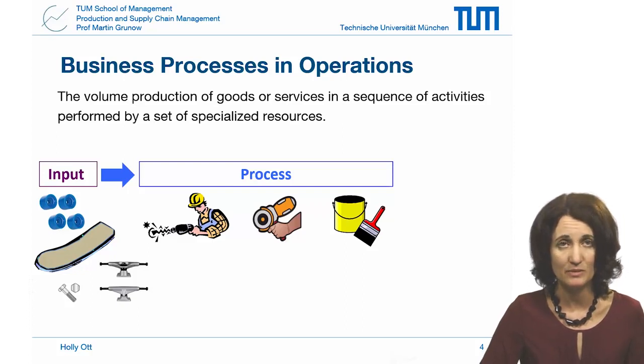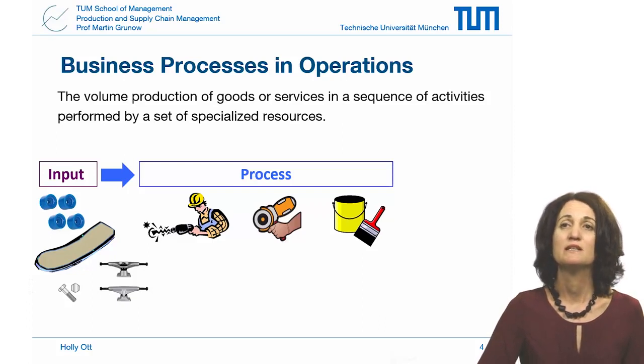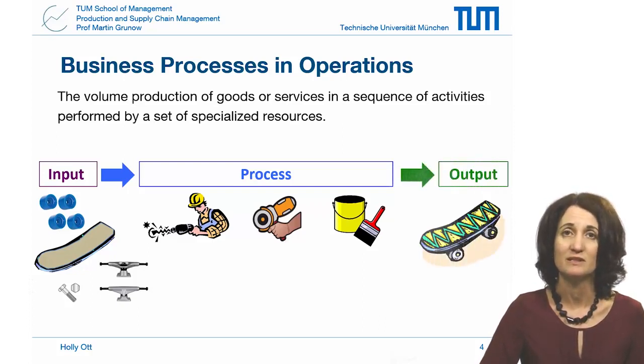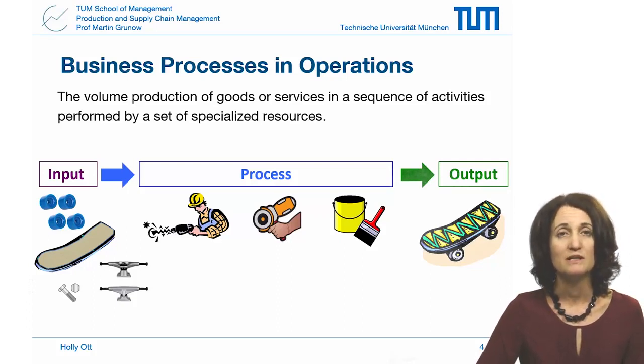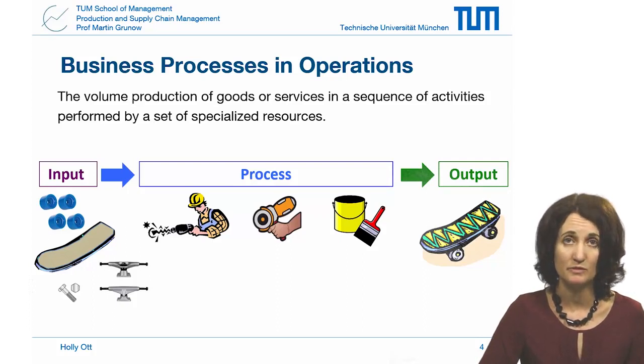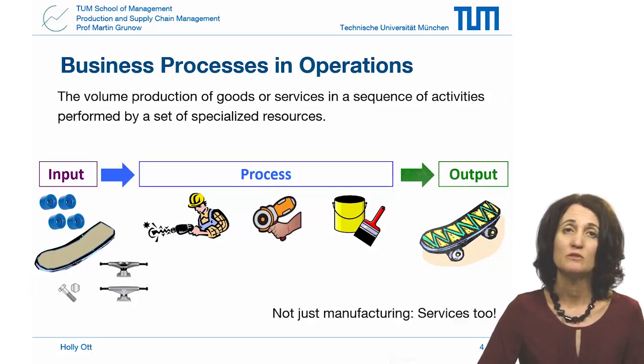You need to sand the board. You need to paint the board. You're transforming the inputs into the outputs, which of course here is the skateboard. And this business process, this process flow, is of course not just applicable to manufacturing, but also to services.